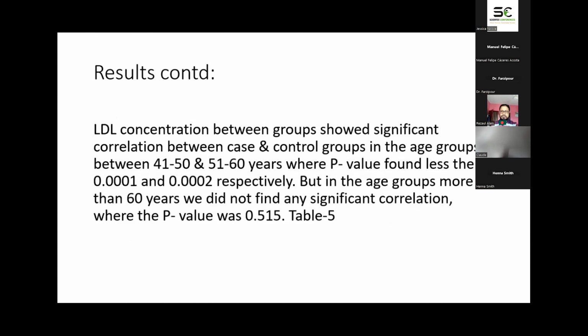But in the age group more than 60 years, we didn't find any significant correlations, and there the p-value was 0.478. LDL concentration between groups showed significant correlation between case and control group in the age groups between 41 to 50 and the 51 to 60 years, where the p-value was found less than 0.001 and 0.002 respectively. But in the age group more than 60 years, we didn't find any significant correlations, and the p-value was 0.515.